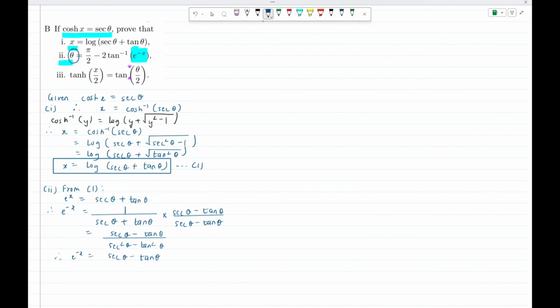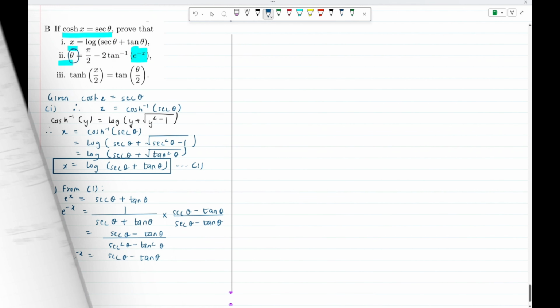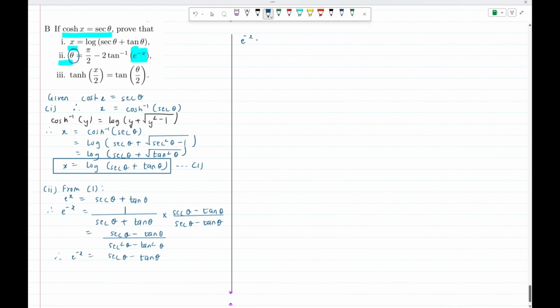So now coming back over here, we can say that e raised to minus x is equal to 1 by cos theta minus sin theta by cos theta. So this is going to be 1 minus sin theta divided by cos of theta. Now another thing, you need a pi by 2 part. So this pi by 2 part actually comes from trigonometric ratios of complementary angles.